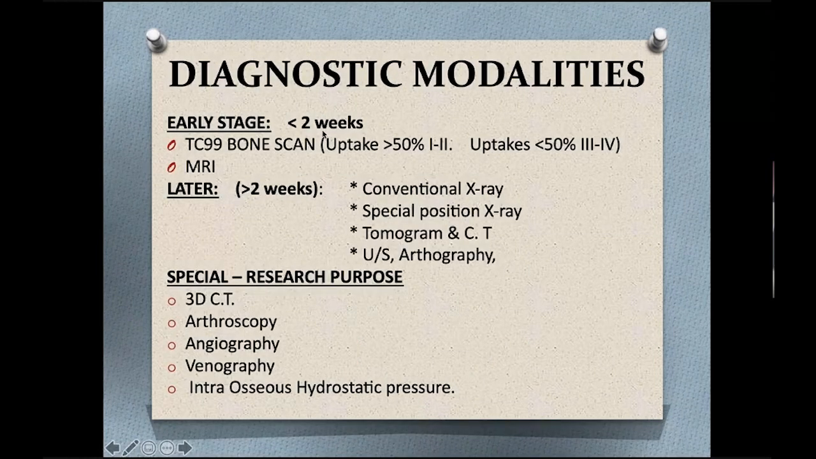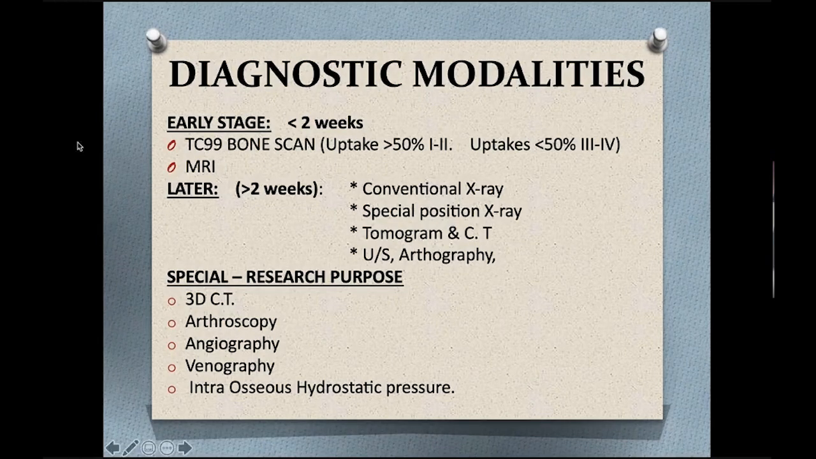In the early stage, when the disease is less than 2 weeks or 4 weeks, the technetium 99 scan and MRI are the best tools to diagnose. The technetium scan usually indicates stage 1 and stage 2 when more than 50%. But in stage 4 and 5, it shows more than 50% less vascularity, and in the late stages, it shows complete obliteration and complete less uptake. The MRI also gives the best results in the early stage.